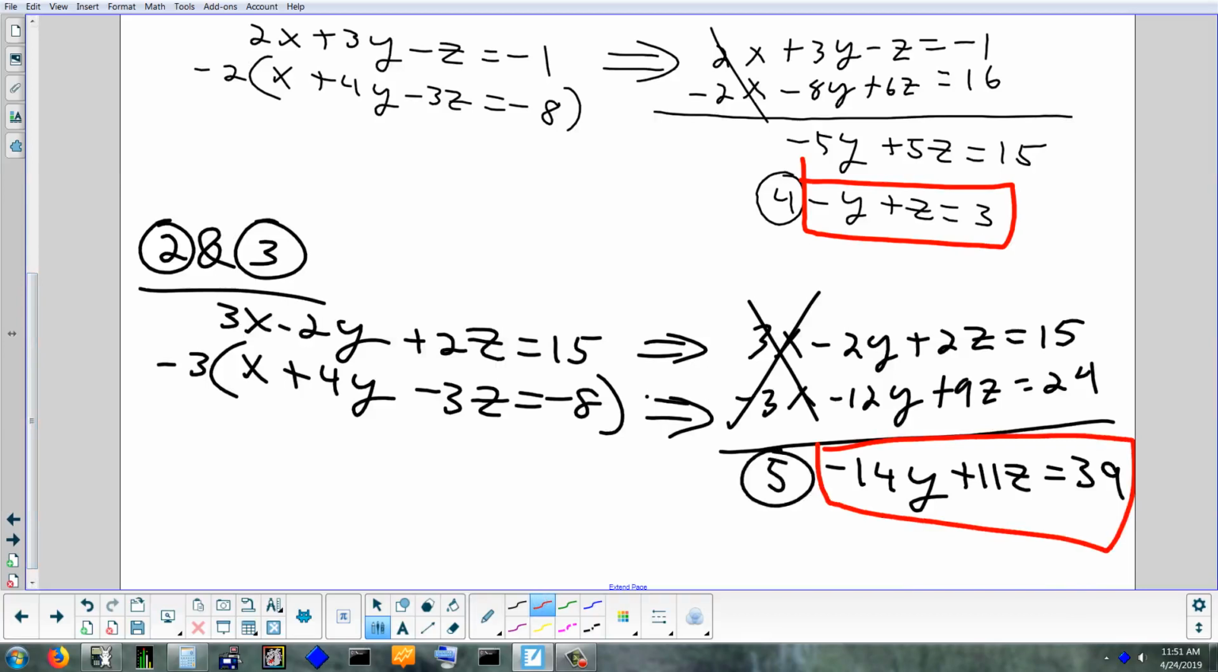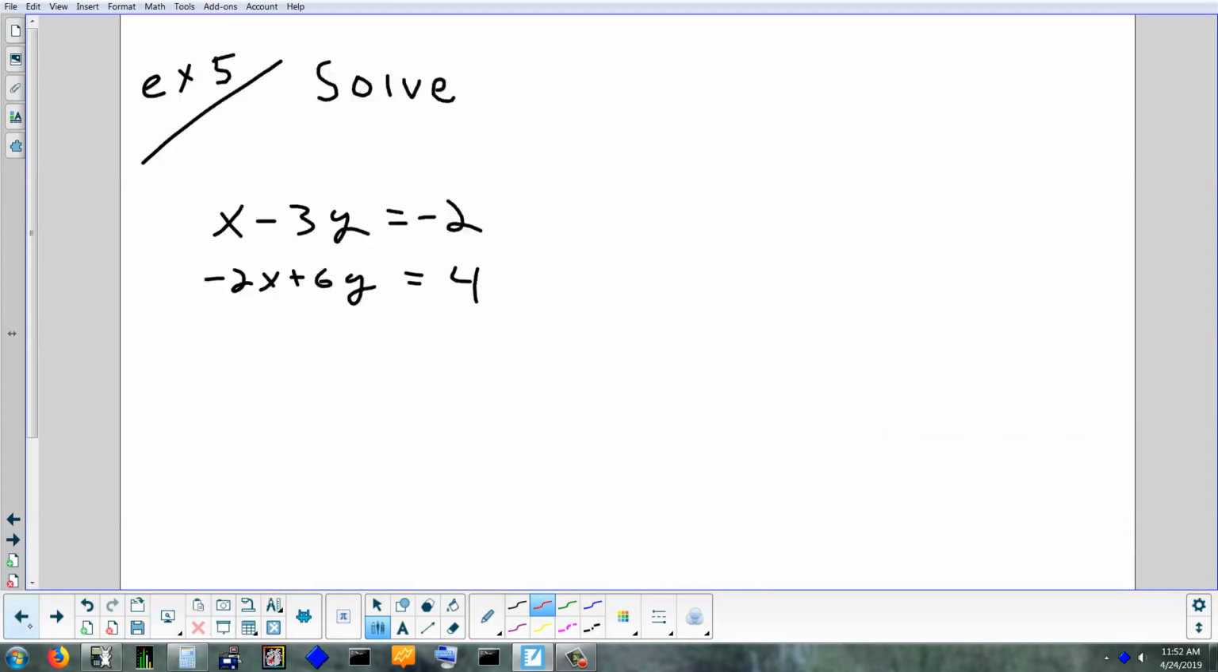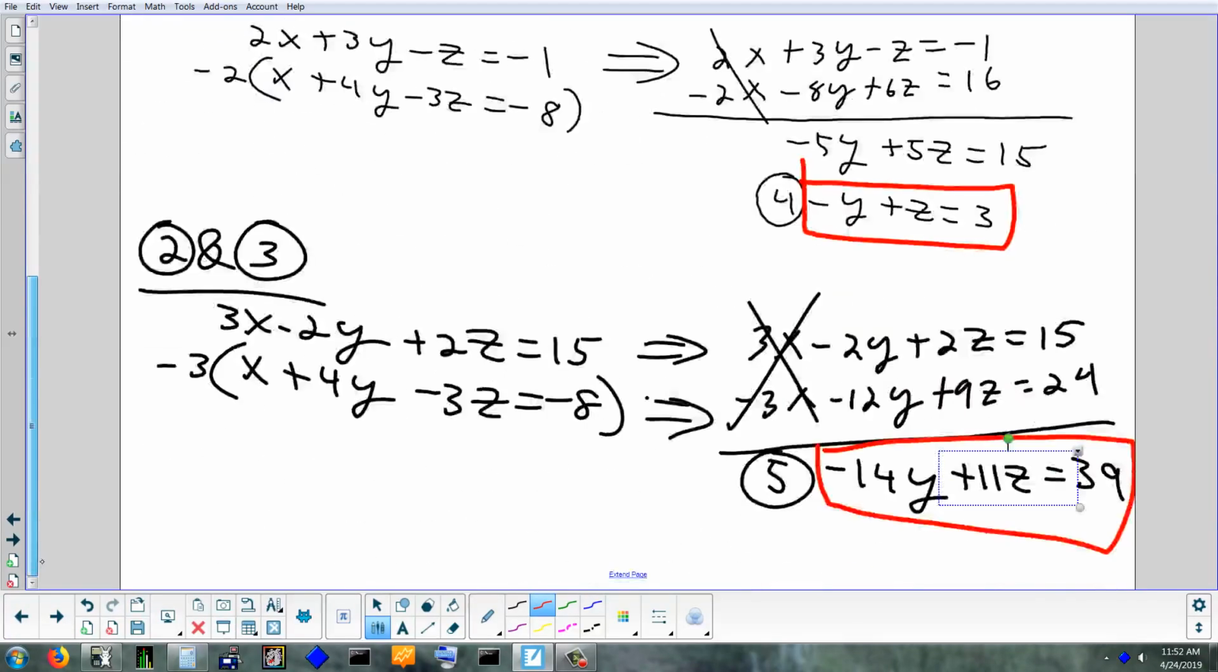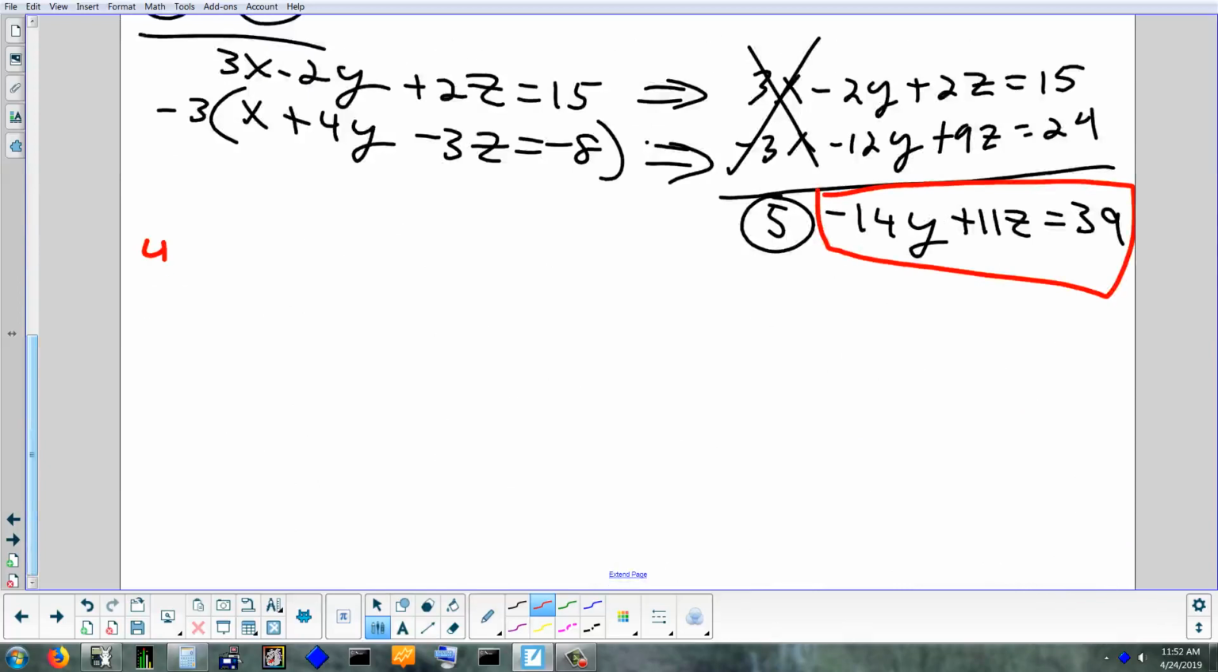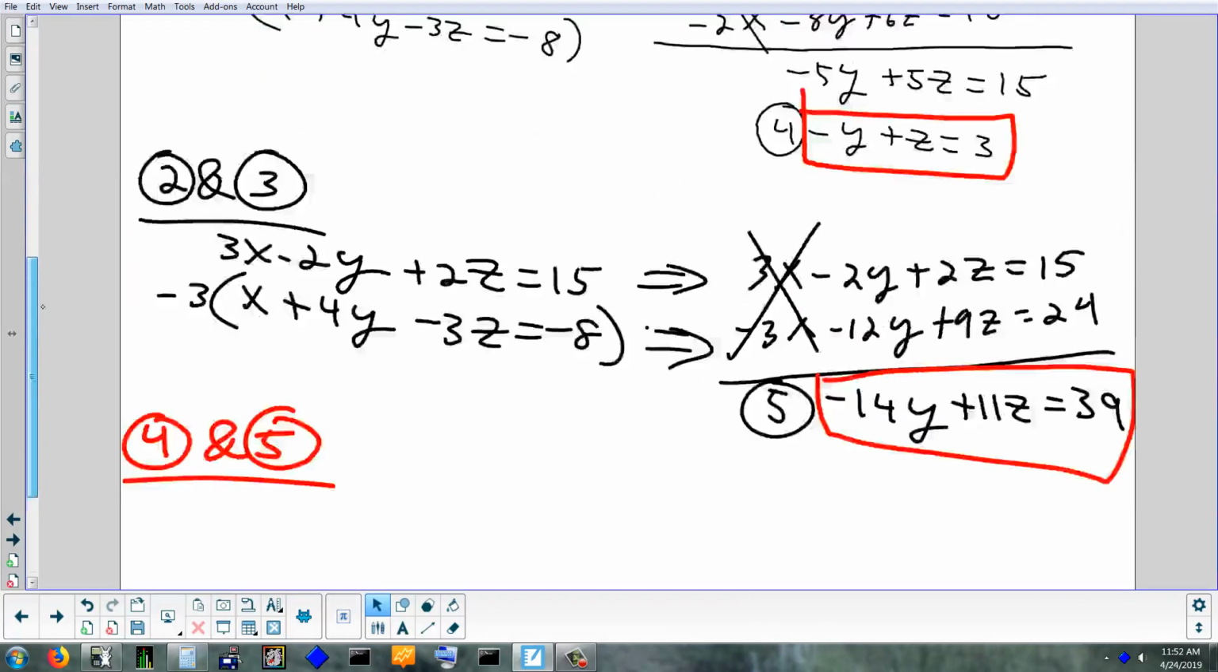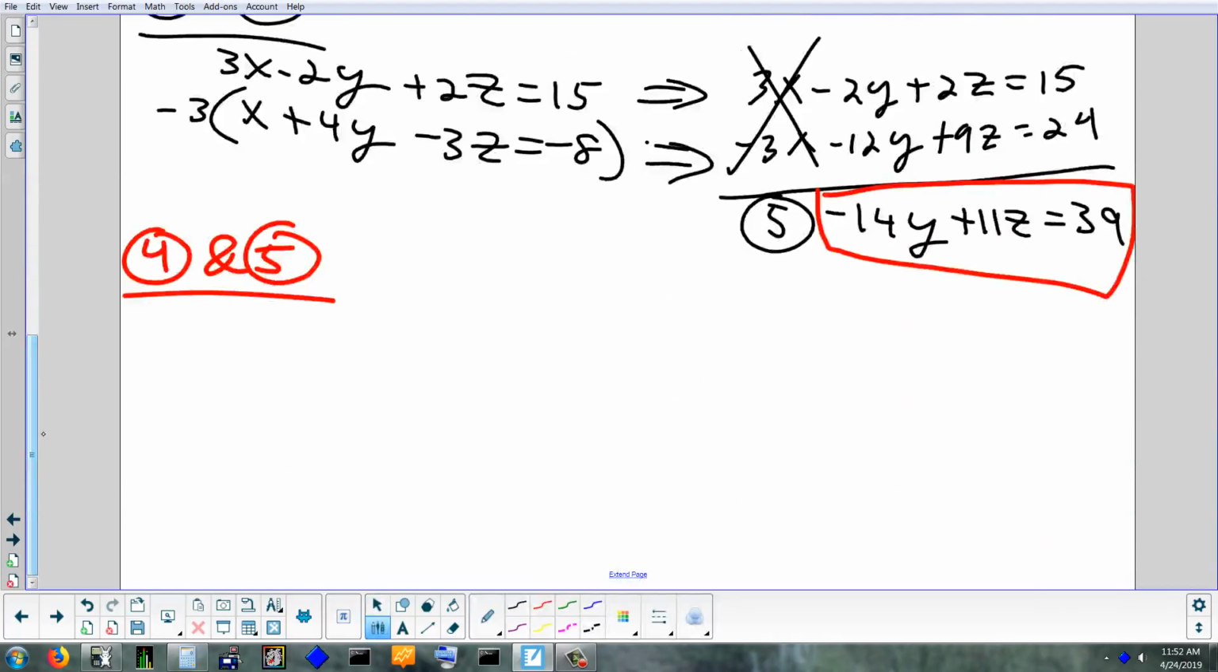Now I'm going to work with just equations 4 and 5. Forget about 1, 2, and 3. Okay. This problem, just using equations 4 and 5, letter, letter, number, letter, letter, number. It's basically exactly like this kind of problem now. Letter, letter, number. So now we're going to treat it like a 2-variable, 2-equation problem. And we're going to be able to get y, and we're going to be able to get z. Okay. So let's write down 4 and 5. So 4 is -y plus z equals 3.